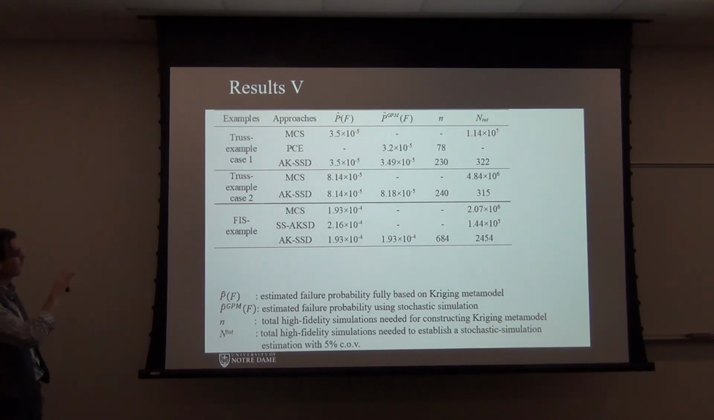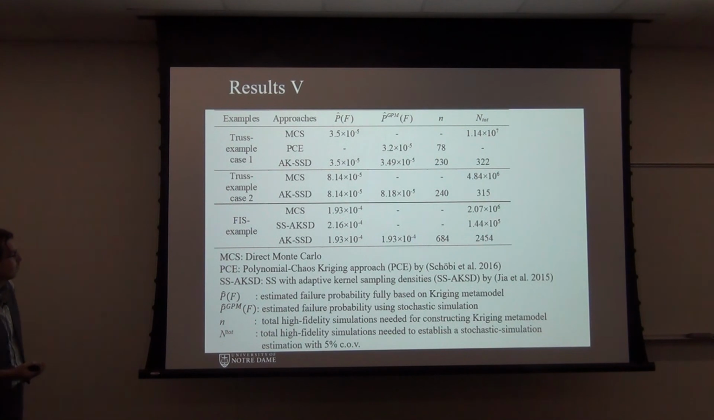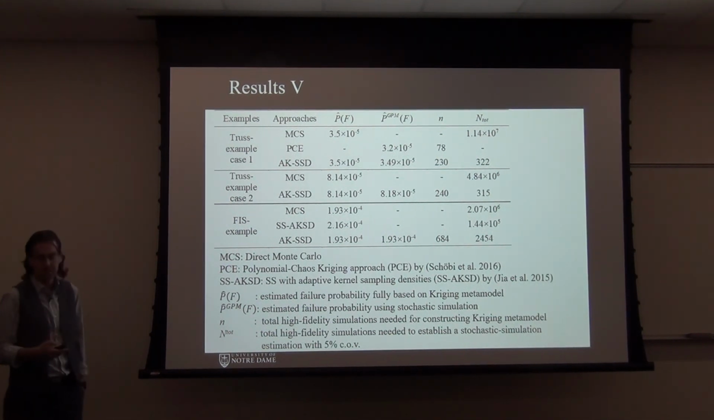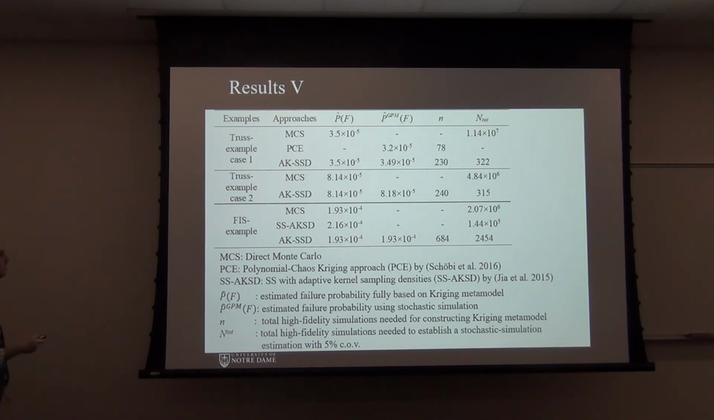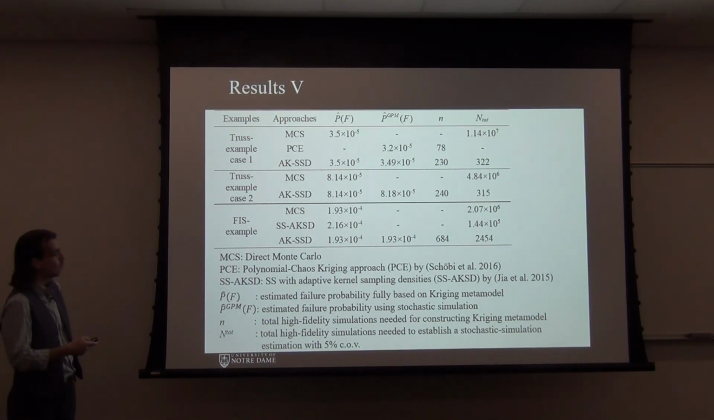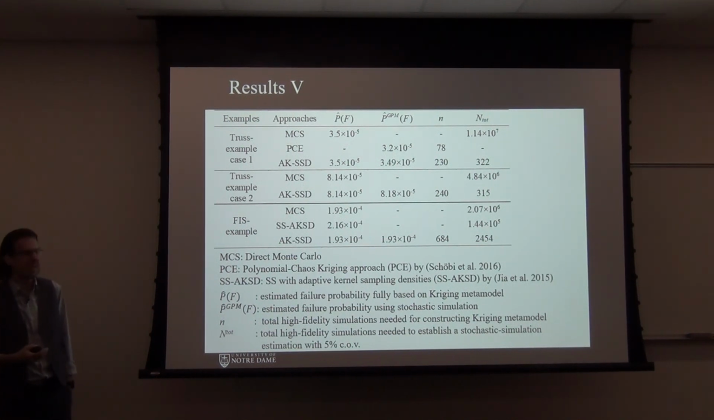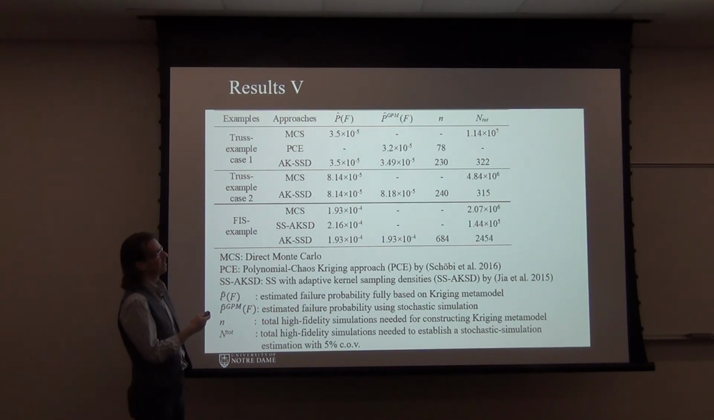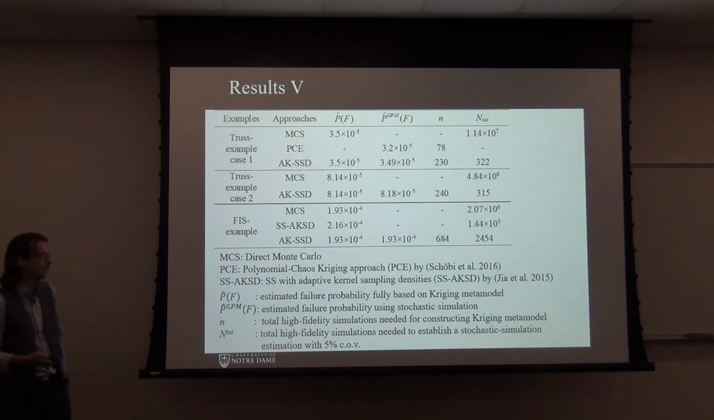And this is an overall comparison for the two examples. We compare with other existing approaches, and you can see that the suggested implementation, which we call AK-SSD in general, gives you significant computational efficiency, and even if it gets beaten by some of the other approaches, you can see that it gives you more unbiased results. Of course, if you're talking about an event of 10 to the minus 5, comparing if it's 3.5 and 3.2 doesn't make that much sense.